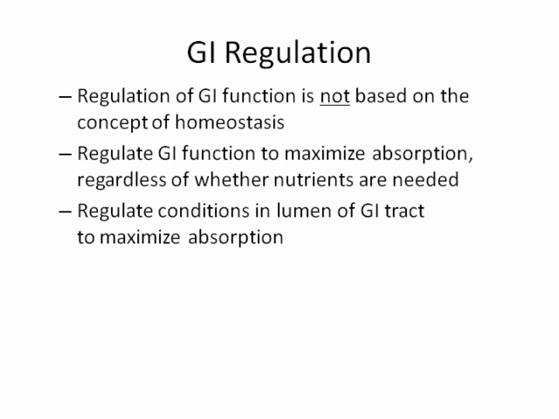So first of all, the regulation of GI function is not based on the concept of homeostasis, because the system is designed to maximize absorption regardless of whether the nutrients are needed. This is unfortunate. It's one reason we gain weight so easily. But it also stops the system from being less than maximally efficient when it comes to absorption of nutrients. And another aspect of regulation, of course, is to regulate the conditions in the lumen of the GI tract to maximize absorption. So it's not only not based on the concept of homeostasis, but it is not based on the concept of balance, for that matter, because it is biased toward maximizing input regardless of output.